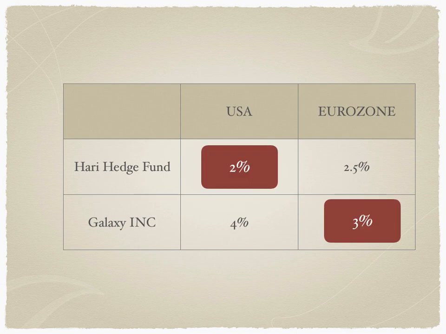The competitive advantage is for Hurry Hedge Fund to borrow in USD at 2% and for Galaxy Inc. to borrow euros at 3%, because they're looking at minimizing their costs of borrowing. All right?